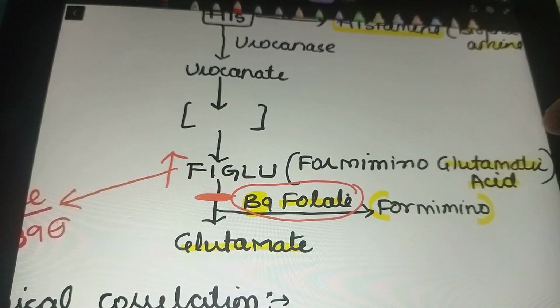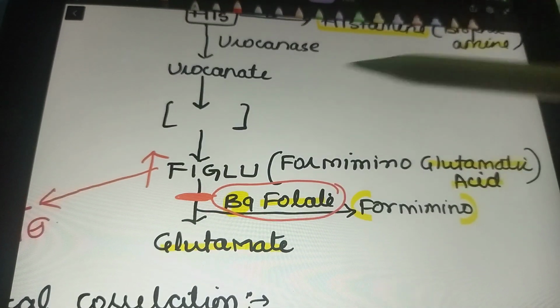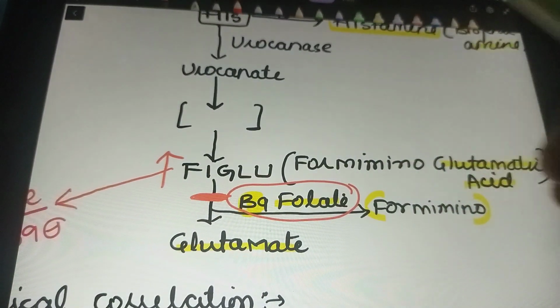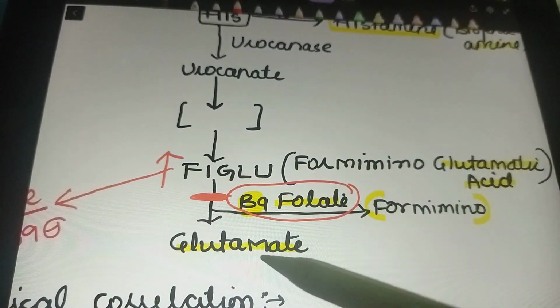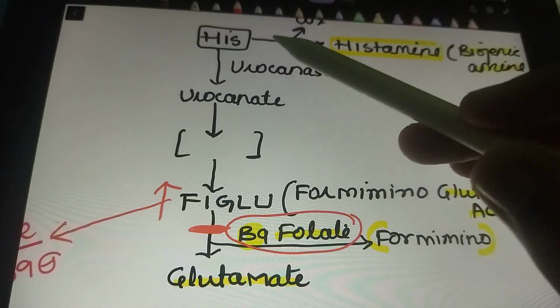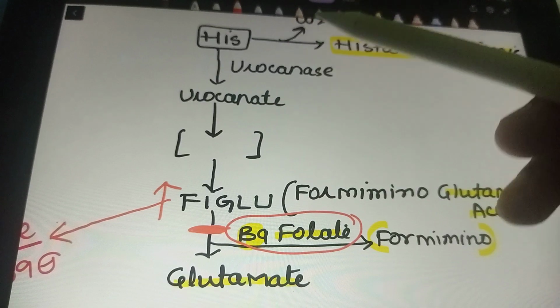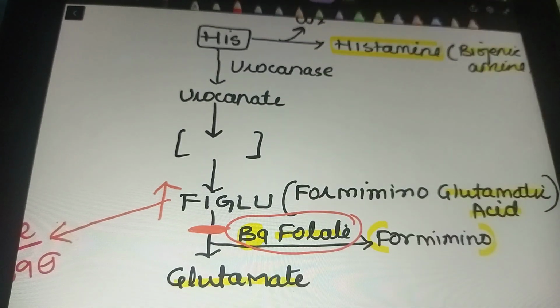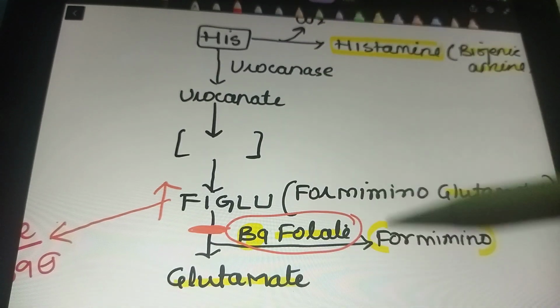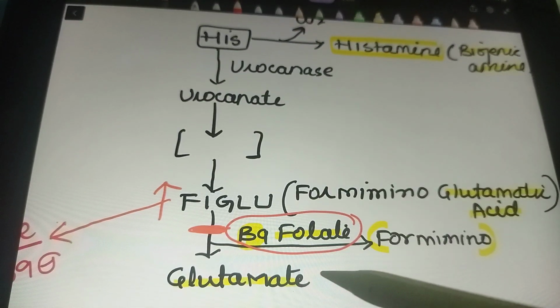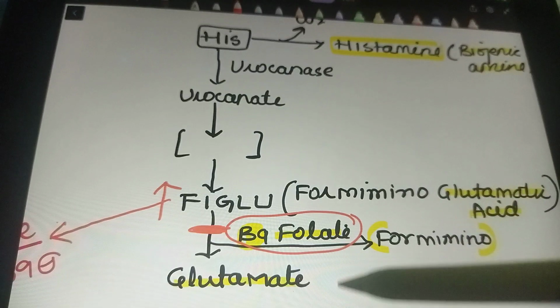FIGLU means formiminoglutamic acid. That is FIGLU. This is formed. Why is it important? Because from FIGLU we end up with glutamate. So histidine to histamine, carbon dioxide is released. Histidine to glutamate, multiple steps are found. From this, another amino acid, glutamate, glutamic acid, is formed, which is also a non-essential amino acid. Why? Because we can make glutamate from histidine.